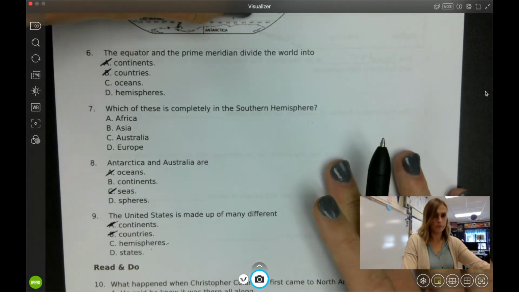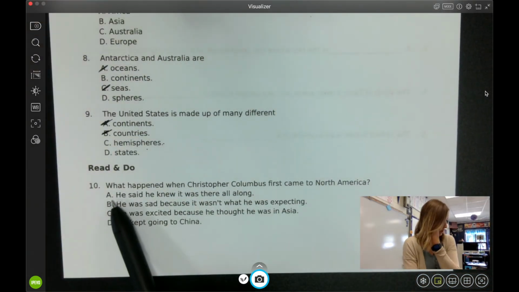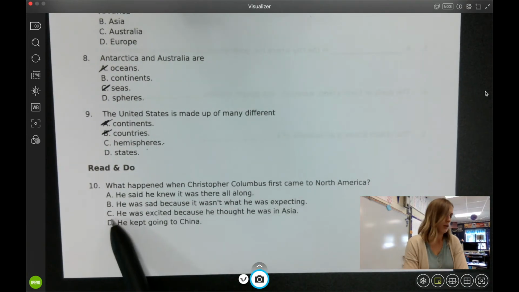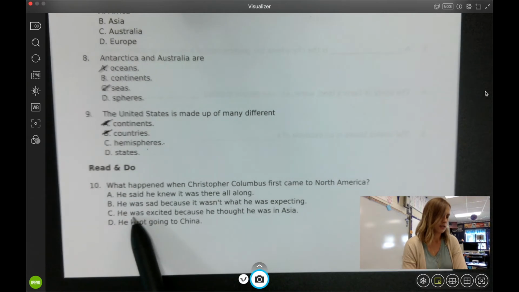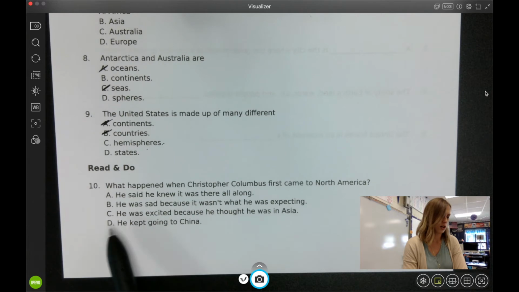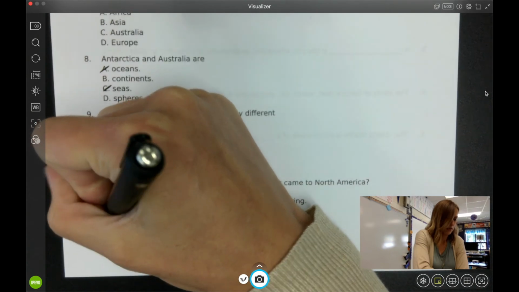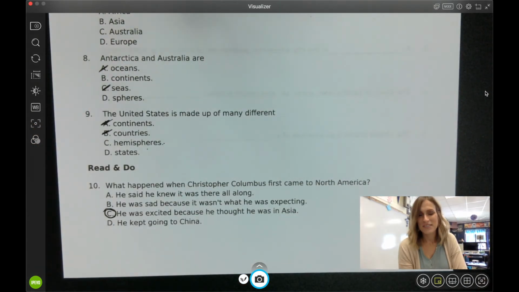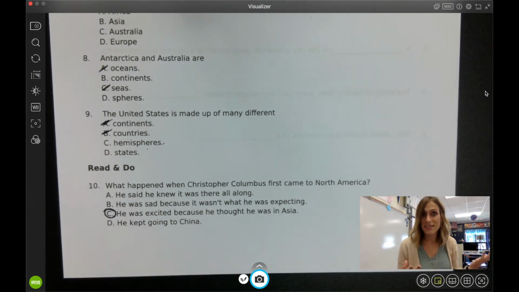Number 10. What happened when Christopher Columbus first came to North America? A. He said he knew it was there all along. B. He was sad because it wasn't what he was expecting. C. He was excited because he thought he was in Asia. Or D. He kept going to China. It's C, right? When you were reading about our explorers, he didn't even know he was in North America at first. He thought he had gone all the way to the other side of Asia, not even knowing all of North America, where we live today, was in the way.